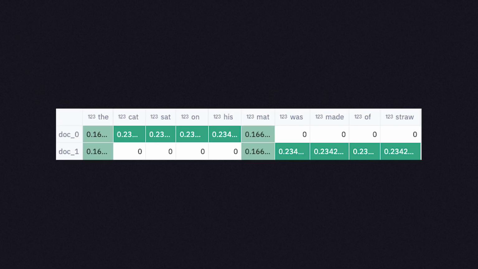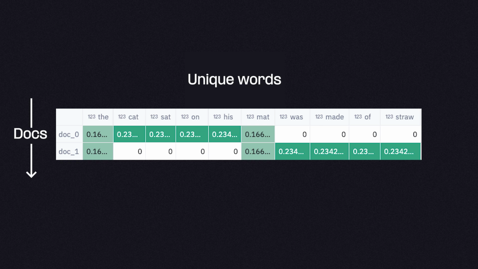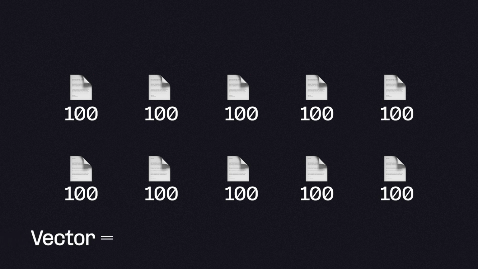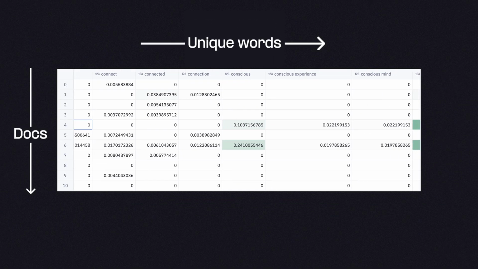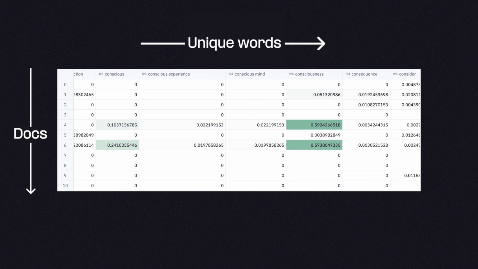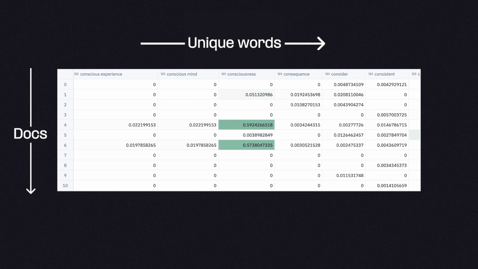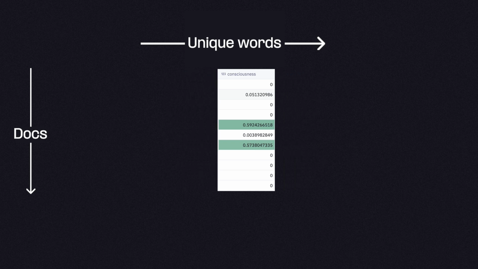A TF-IDF vector represents the importance of each unique word across a collection of documents. So 10 documents, each containing 100 unique words, leaves us with a TF-IDF vector 1,000 numbers long. Once we've constructed a TF-IDF vector, we'll also know for any given word which documents are most relevant. This makes visualizing these vectors much easier since we only need to show 10 numbers rather than 1,000.